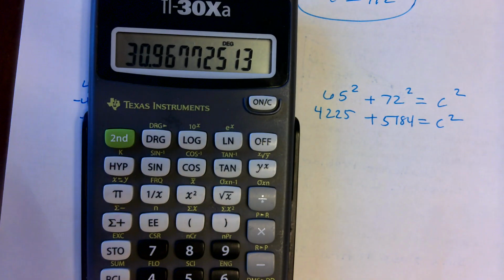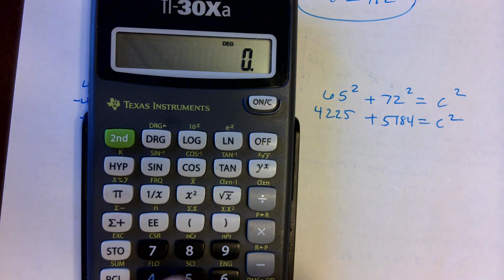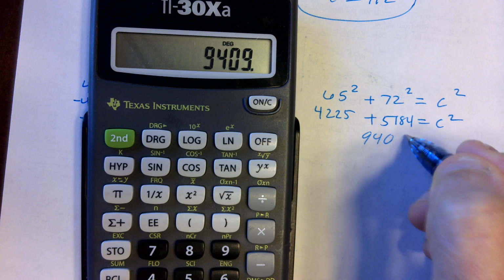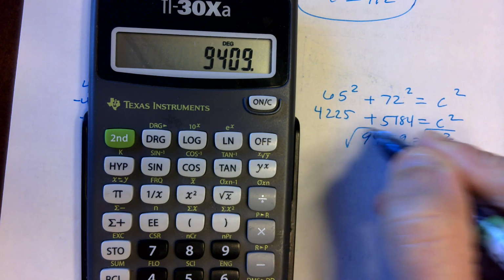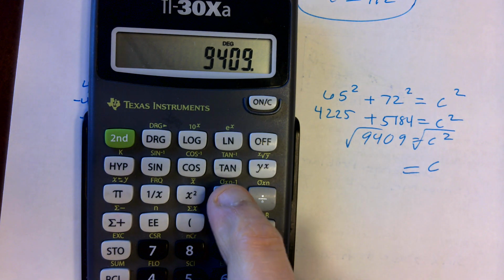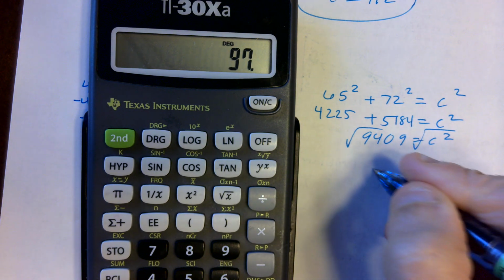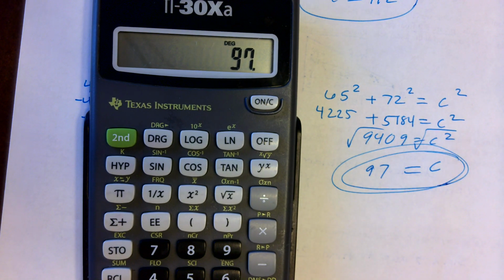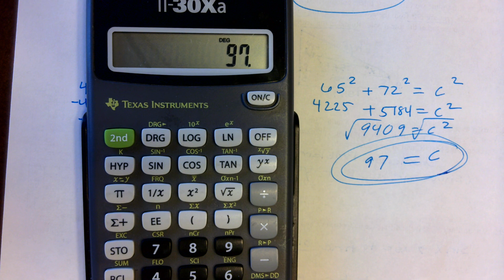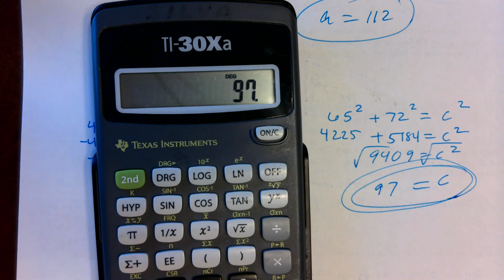This one better be. I made a mistake, right? 4225 plus 5184 equals. Now square root and ready. Yay! And we have a winner. Okay, awesome. If you followed all that, you should be ready for the test. Don't forget to study the things that we went over.